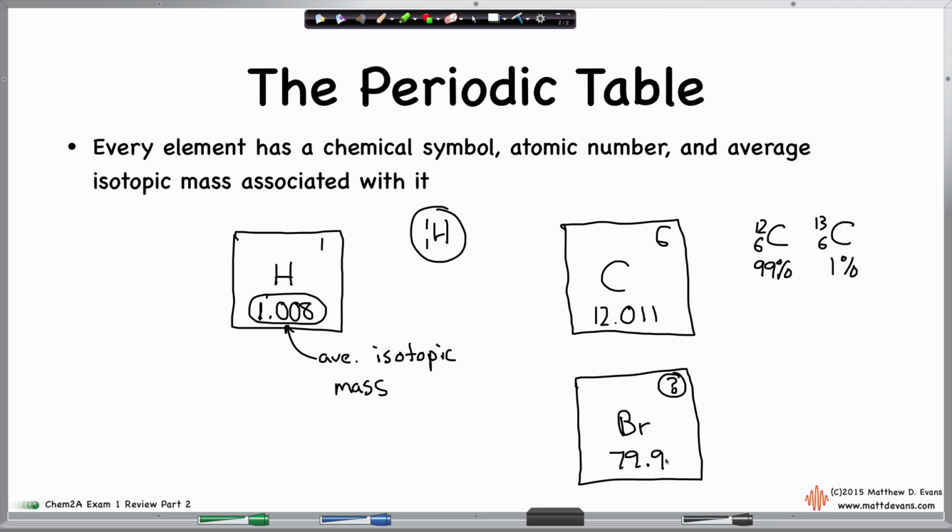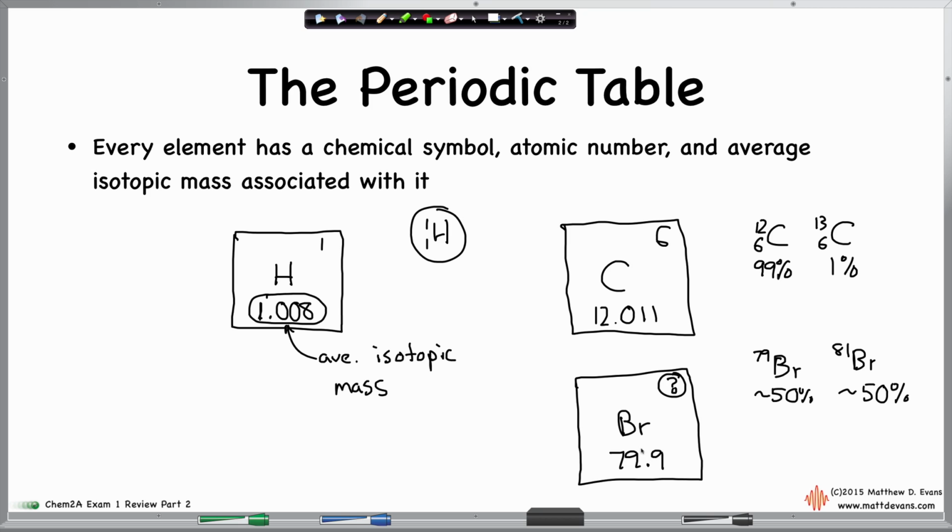It's 79.9 atomic mass units, and that's due to the fact that the two common isotopes of bromine are 79 and also 81. And this one is about 50%, and this one's also about 50%. So the weighted average between these two isotopes is about 80. So this is 79.9, maybe a little bit more of the 79 one, but they're about 50-50, and that's why the average is 80.